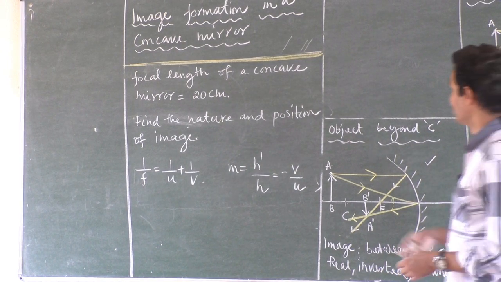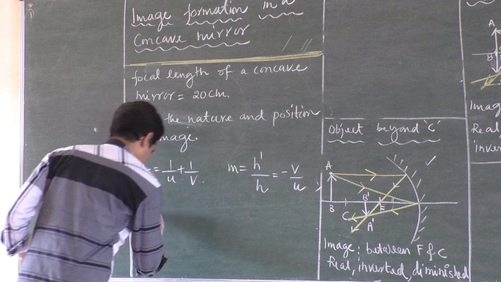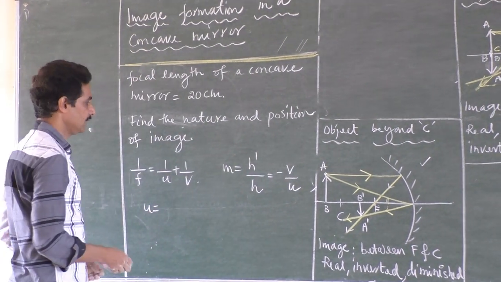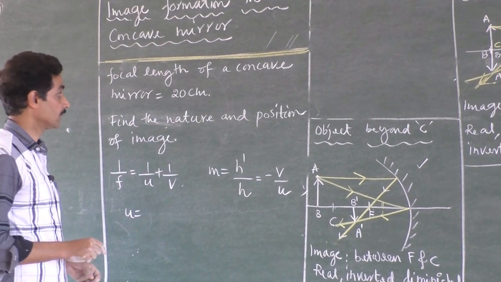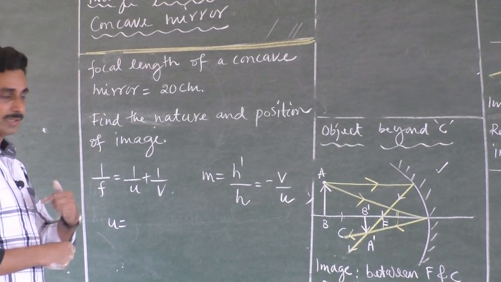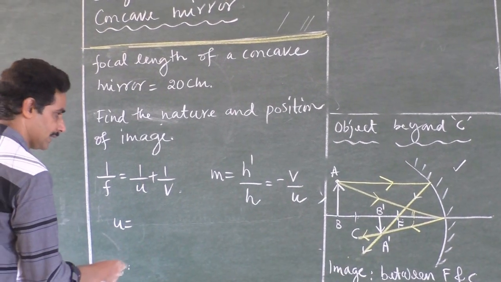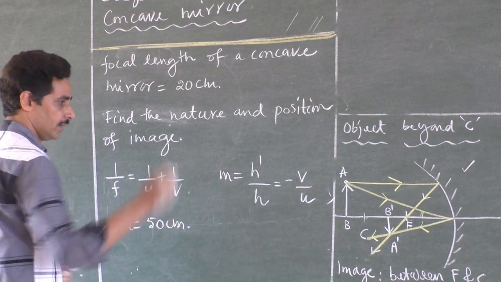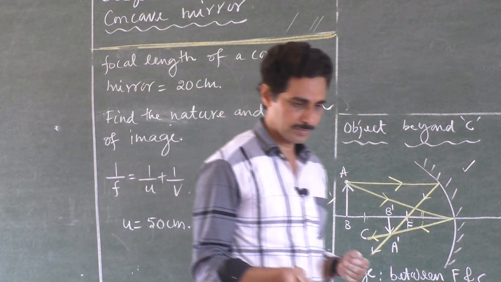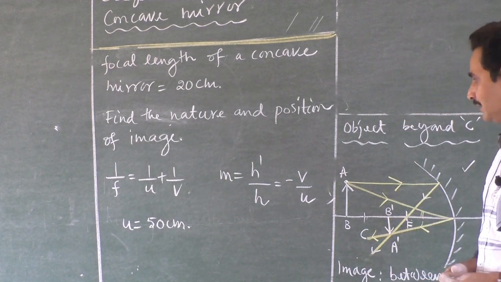Let the object distance u be, so we have to go beyond C. The center will be at 40 centimeters because this is the radius, this is the focal length. Double the focal length, we have the radius, and the object distance, say this is 40, say 50 centimeters. Let the object be kept at 50 centimeters, which comes to be beyond C, right? So we should get this case. Do we get that case?